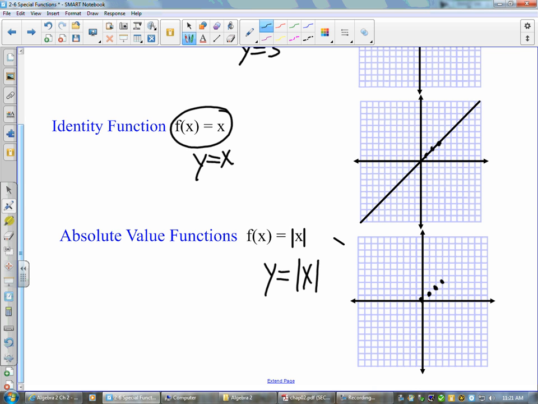But when x is negative 1, it flips back and makes it positive. Negative 1, positive 1. If x is negative 2, the absolute value makes it a positive again. And so you're going to get this V shape. And so your absolute value will look like a V.